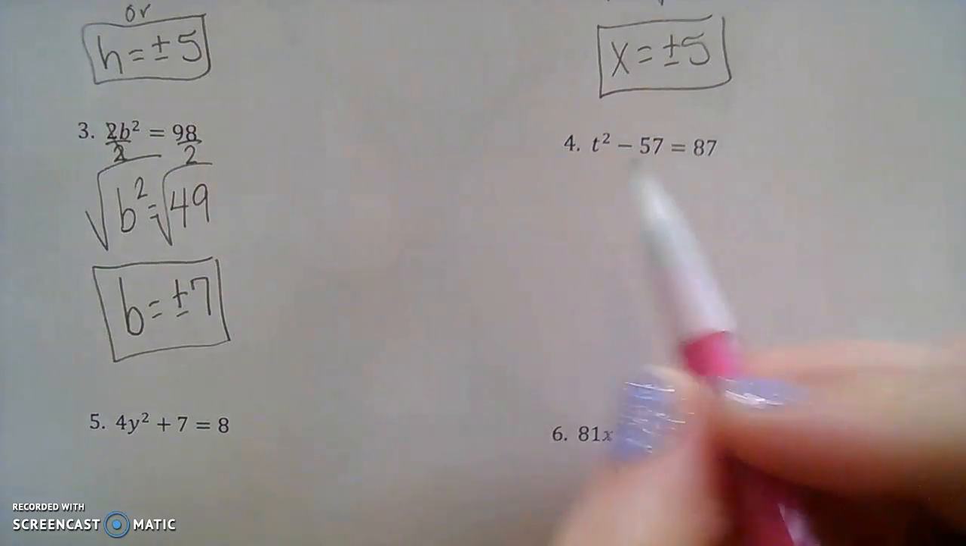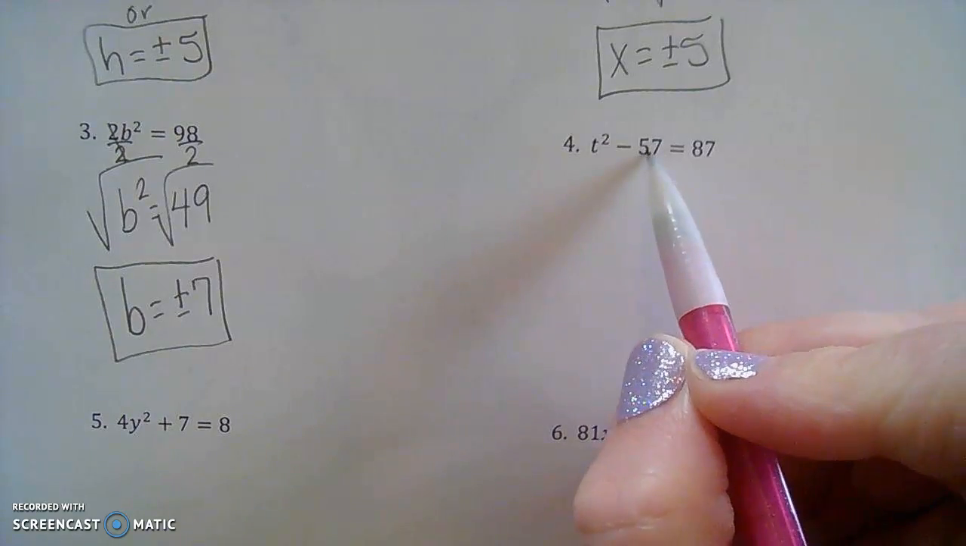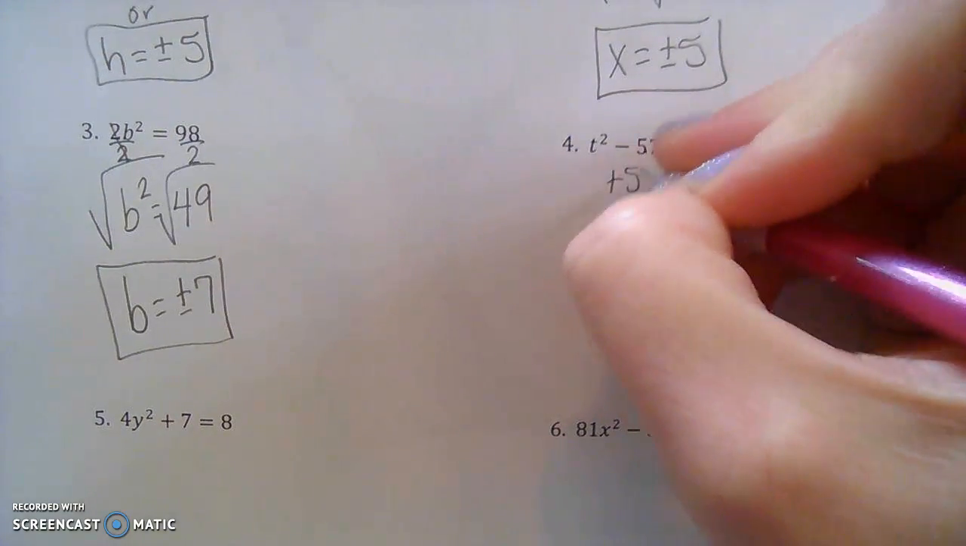Number 4, to get t squared by itself, I need to get rid of the 57. So I need to add 57 to both sides.